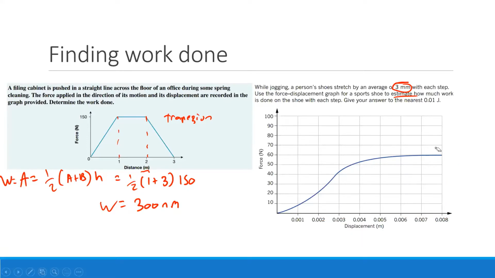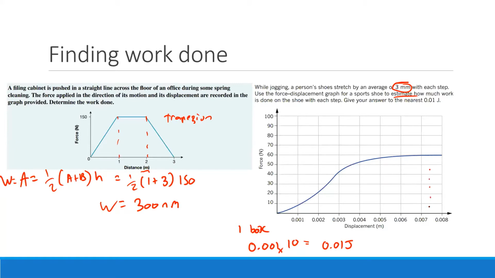I'm going to work out one box. What is the area of one box? The area of one box is 0.001, because that's how much it is times 10. So therefore, each box is worth 0.01 joules. Then I go, how many boxes are there?